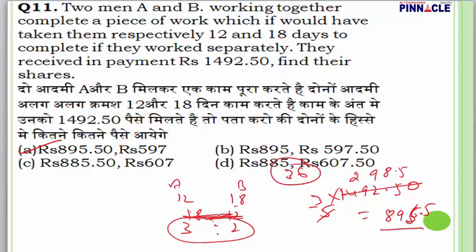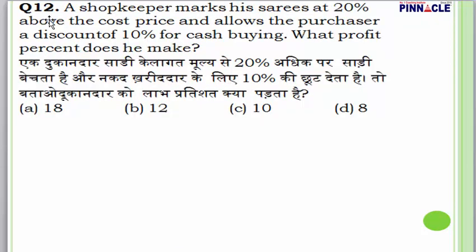If you want to verify it further, then you can also find the value of B, that is 2 by 5 into 1492.50. But I am very sure that there is no need to calculate further, because there is only one such option. Next question, question number 12.